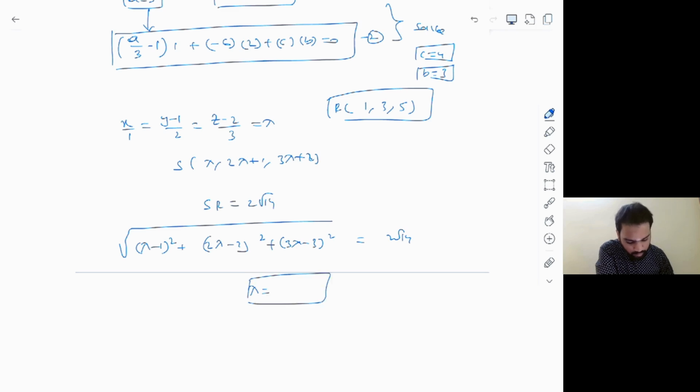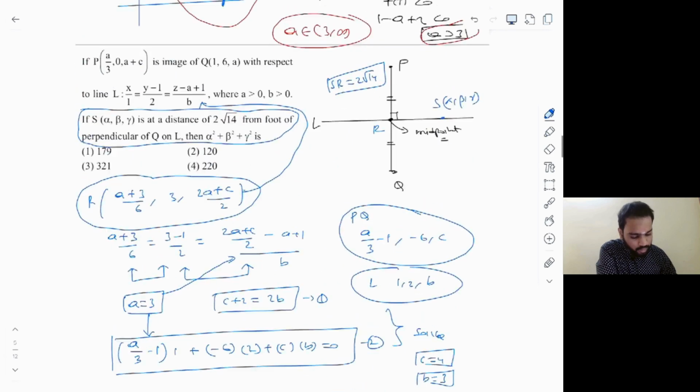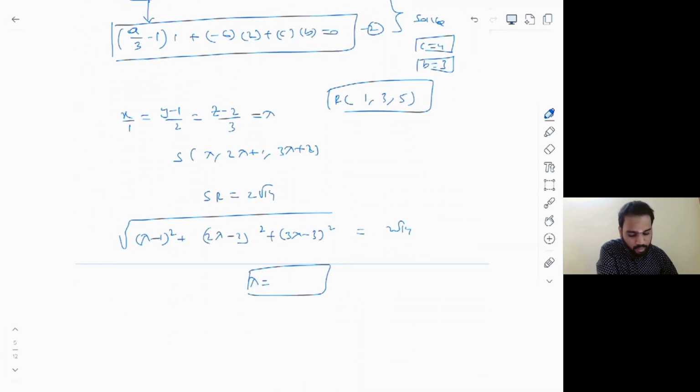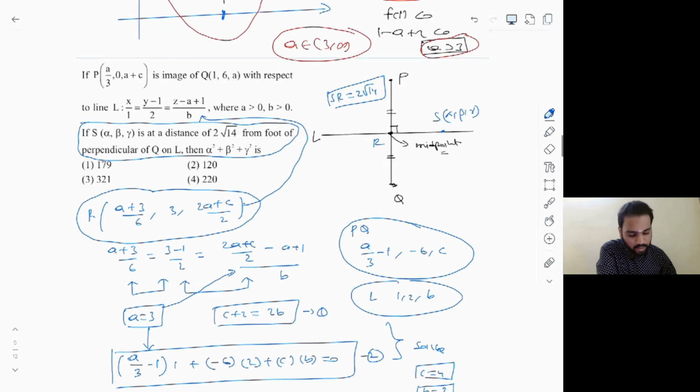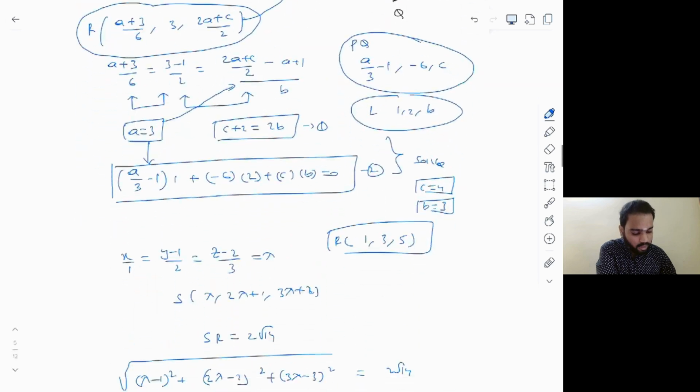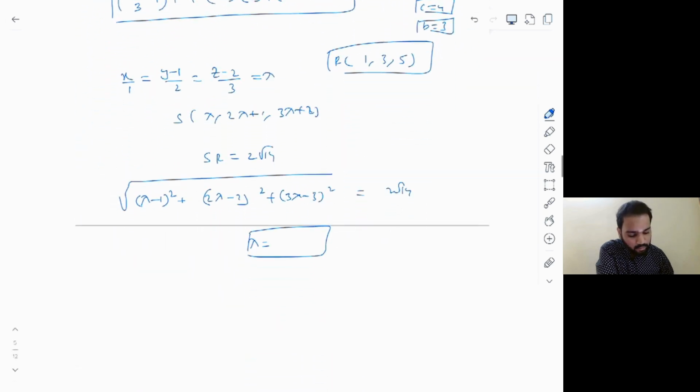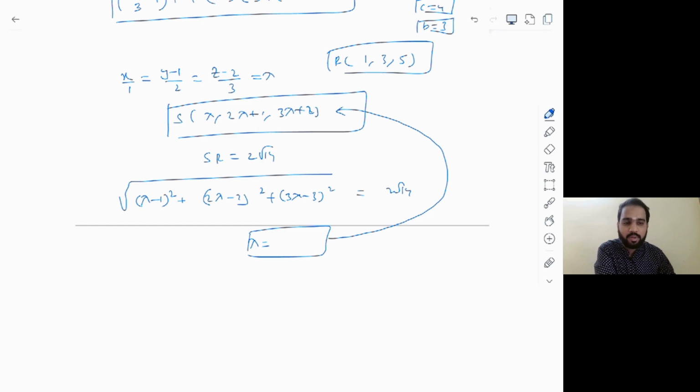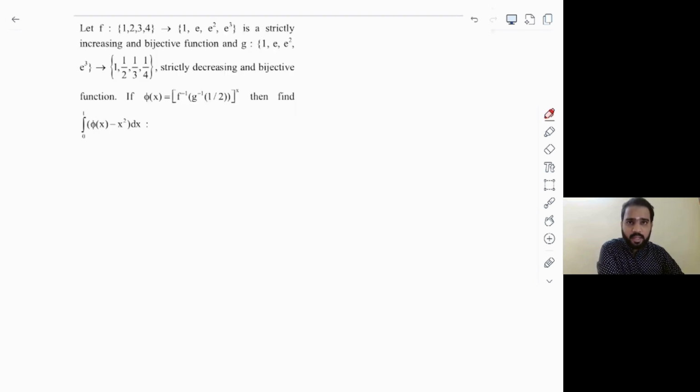Okay. And once you get the values of lambda, you can substitute back in the point S to get the required answer, because finally they are asking the value of alpha square plus beta square plus gamma square. So that part you can do it, right? Get the values of lambda, substitute it back, and finally you get your point S, which is required in the question. Okay. Next question.